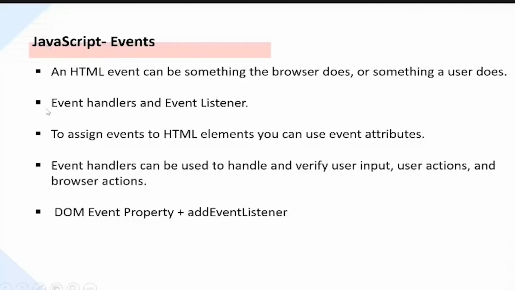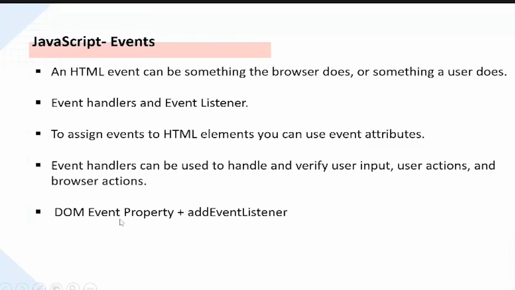I hope you remember this theory, like HTML. An HTML event is something that a browser or a user does, like on load, on change, on click, on key up, on key down. So we have event handlers and listeners. To assign events to an HTML element, you can use event attributes. Event handlers can be used to handle and verify user input and user action in the browser. The last slide I provided in functions is the same theory.